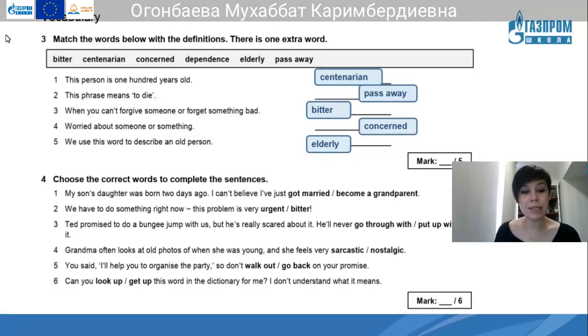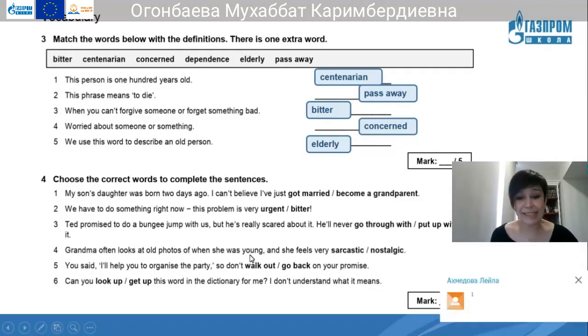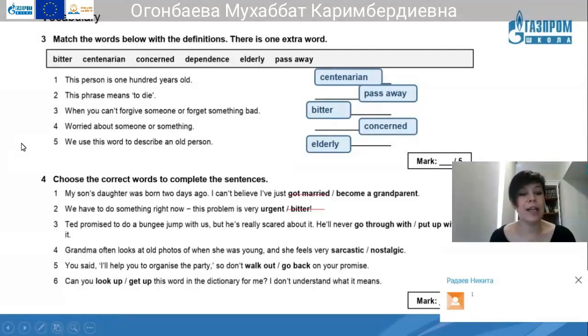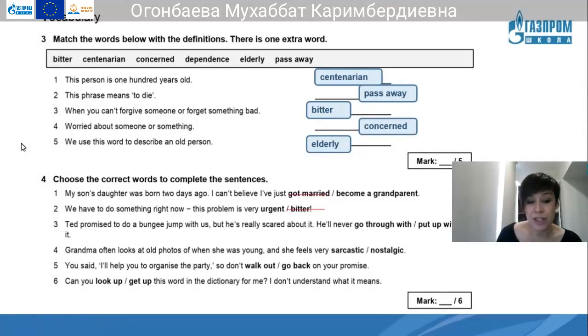Also vocabulary. My son's daughter was born 2 days ago. I can't believe I've just got married. I become a grandparent. Easy. So let's speed up. It's quite easy. First, got married. I become grandparent. Yes, we have to do something right now. This problem is very urgent or bitter. Bitter we said when we forgive someone or forgive something bad. Yes, perfect.